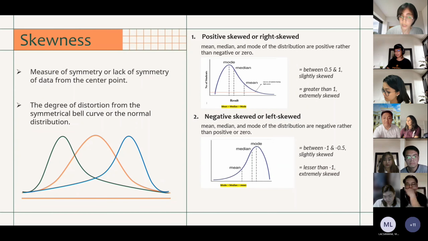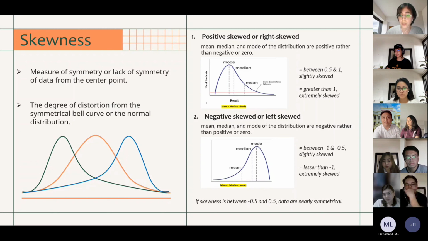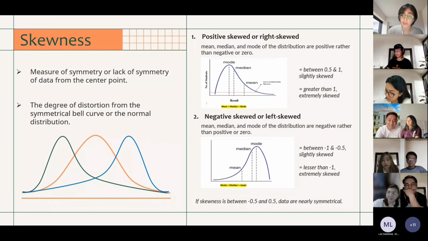Now, ano naman yung value ng skewness kapag normal distribution? If skewness is between negative 0.5 and 0.5, data are nearly symmetrical. Kapag normal distribution, ang laman lang niya is 0. So kapag between negative 0.5 and 0.5, nearly symmetrical lang, meaning yung left and right portion ng iyong dataset is almost equal.